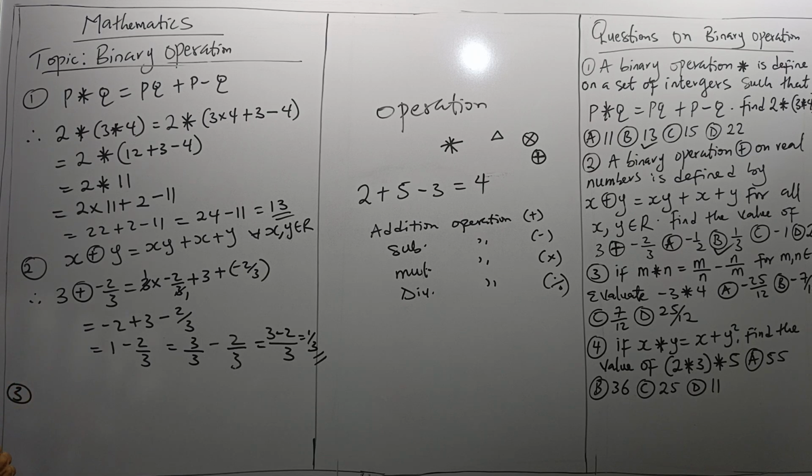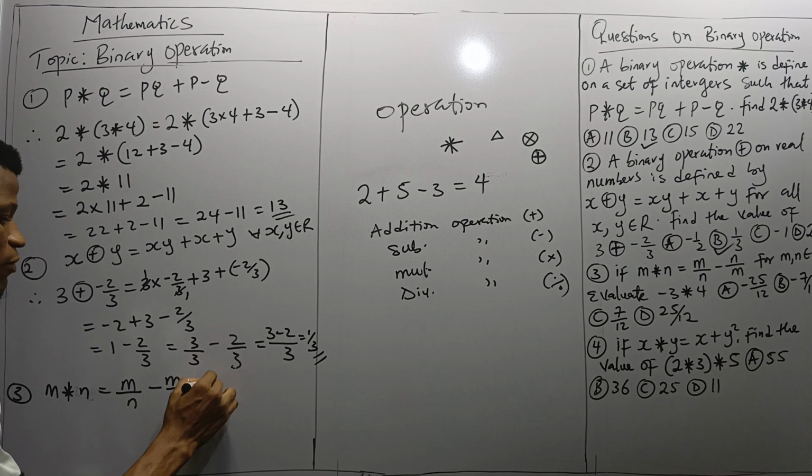So if m operation y is equal to m over y minus n over m, for all m and n, evaluate this. So we have from the question that whenever two elements m and n combine, it is going to be the first divided by the second minus the second divided by the first.